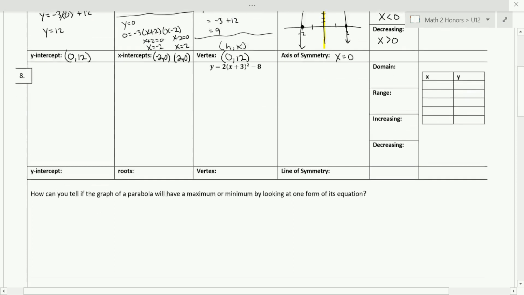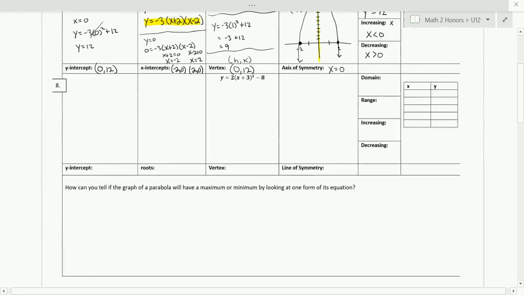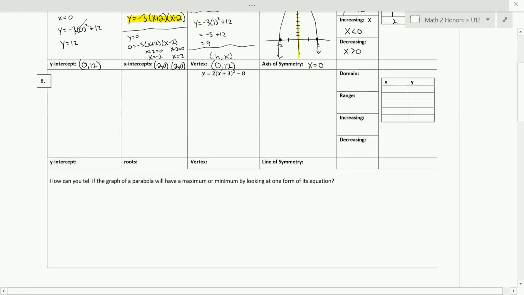All right, let's also at the bottom of this page, make sure you answer this question. How can you tell if the graph of a parabola will have a maximum or a minimum? Just by looking at one form of the equation.